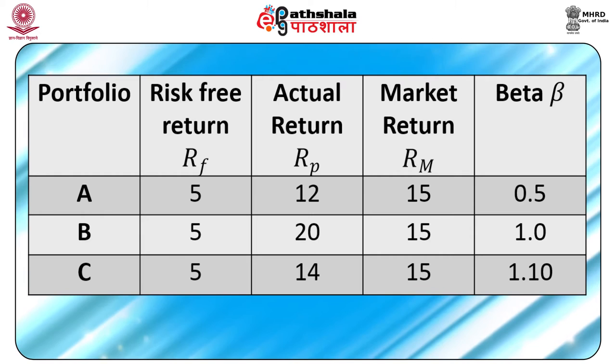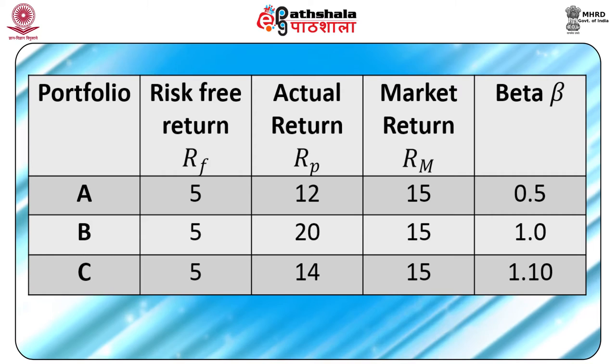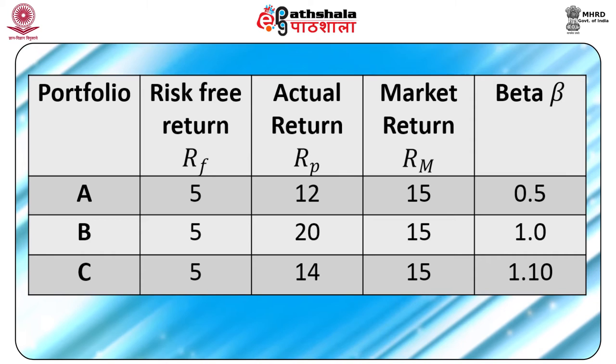The first portfolio is A. Here, the risk-free return is 5%. The actual return is 12%. The market return is 15%. And for A, the beta is 0.5.